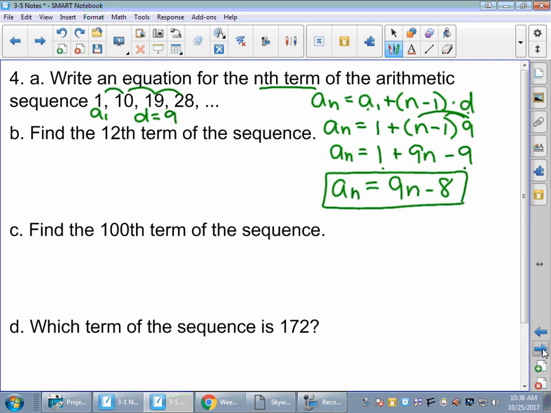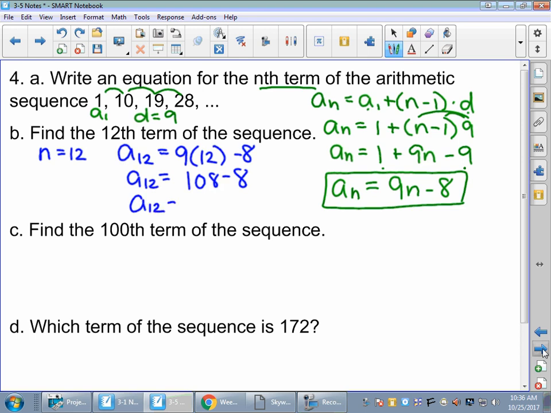Now that I have a formula, I can find any term I want by plugging in the n value. So part B is asking, find the 12th term. So that means n is equal to 12. So if I use my formula, a sub 12, my 12th term, will equal 9 times 12 minus 8. My 12th term will equal 108 minus 8. And my 12th term then is 100.